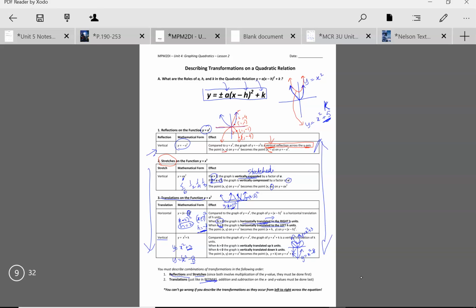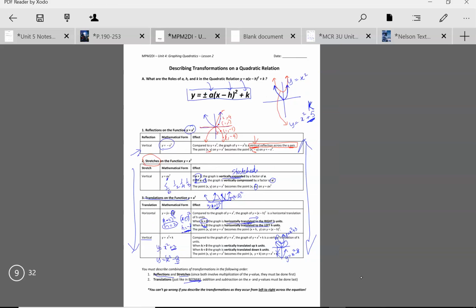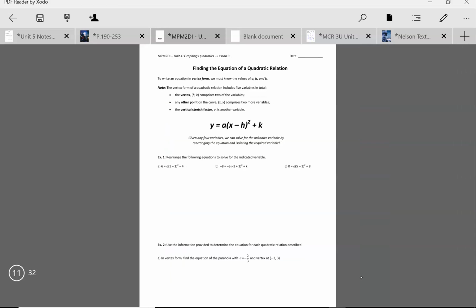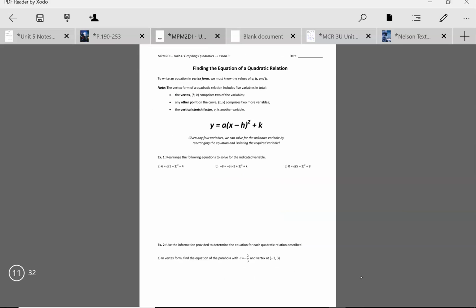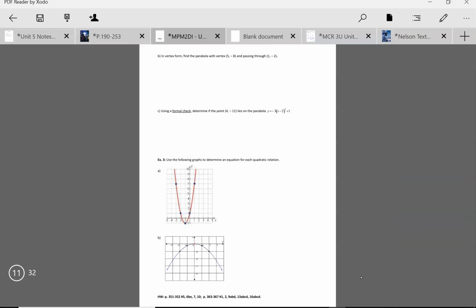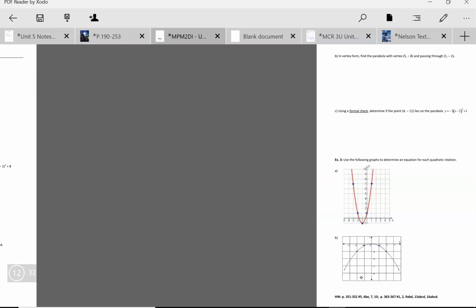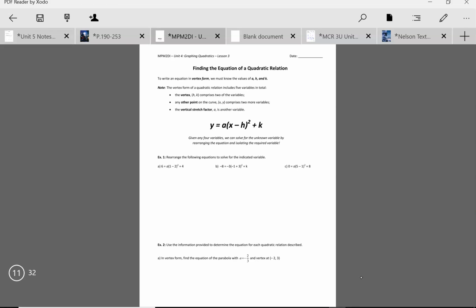I will talk to everybody very soon. We're going to be doing lesson 3, which is actually not that big a lesson. It's very easy. We're going to be talking about some algebra. There's not much graphing going on here, which is good, depending on whether you like graphing or not.